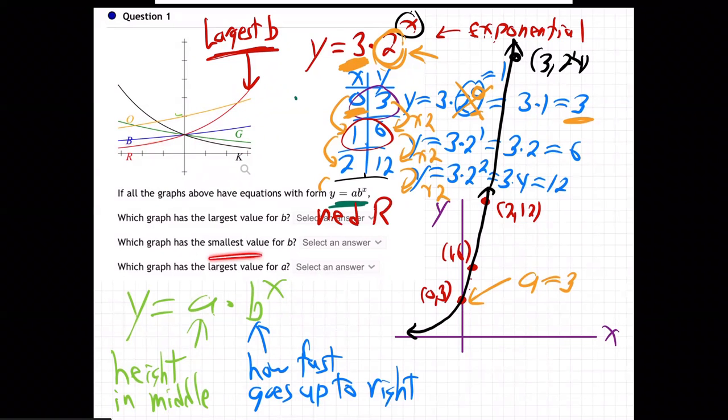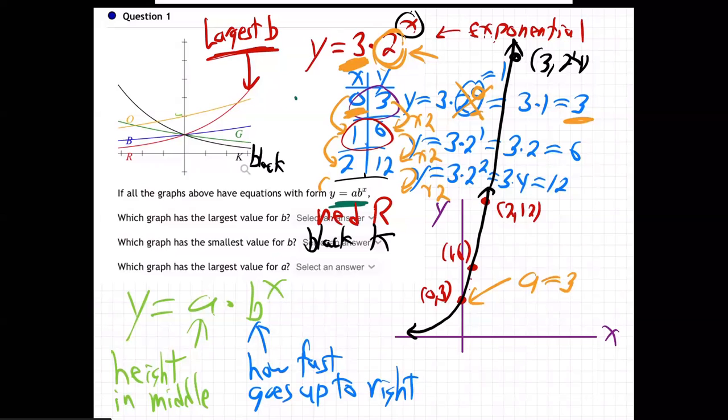Which has the smallest B? Well, that'd be the black, because the black one's going down, actually, isn't it? It's going down to the right. Tracking with me? So the black one right here, which they labeled with a K, they just didn't want to use B again, I understand. That one has the smallest B, because that one's actually going down to the right rather than up.